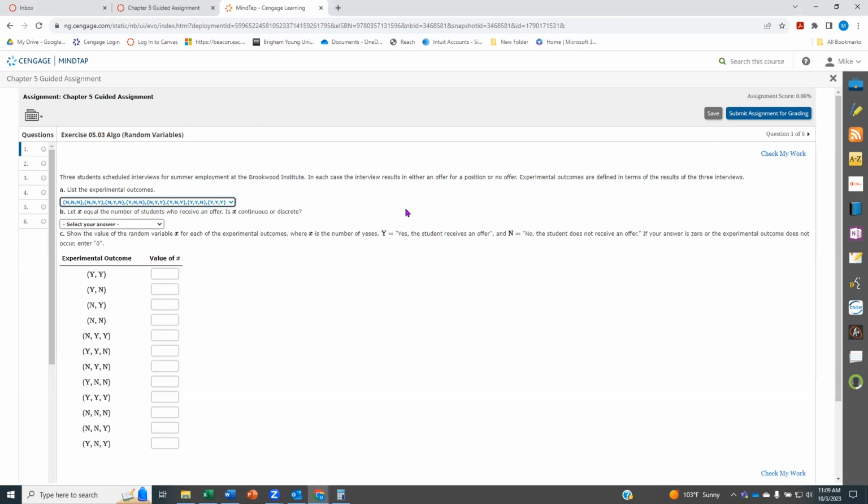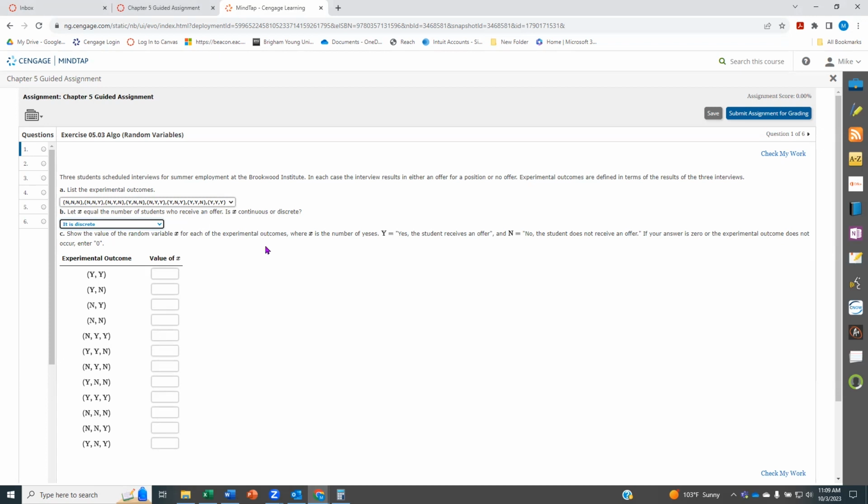So B says, let X equal the number of students who receive an offer. Is X continuous or discrete? Well, continuous variables typically include all numbers in a set, including decimals and things like that. In this case, since all you can get is a yes or a no, and the number of students is 3, we can either have 0 yeses, 1 yes, 2 yeses, or 3 yeses. That's really the only options. And so this is what's called a discrete variable because there's no in between. You can't have 2.5 people getting an offer.